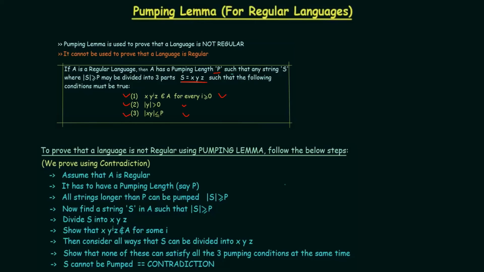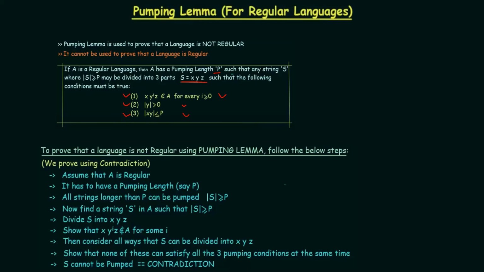Okay. Now the basic concept behind pumping lemma is that it is only used for proving that a language is not regular. It cannot be used to prove that a language is regular. It can only establish that it is not regular. Vice versa is not true. So how can you do that? You need to follow these steps.